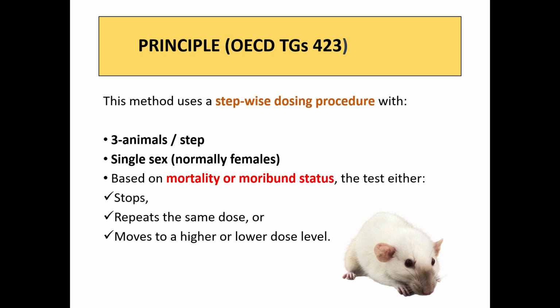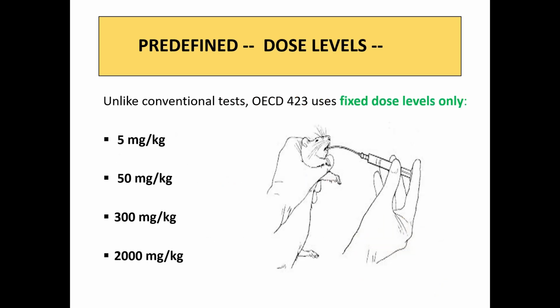Generally, after dosing 3 animals, if 2 animals die, you go to a lower dose range, and if they do not die, you go to a higher dose range. Then the predefined dose levels: unlike conventional tests, OECD 423 uses fixed dose levels. So here you have to decide what dose to start from. Generally we start from 300 mg per kg.